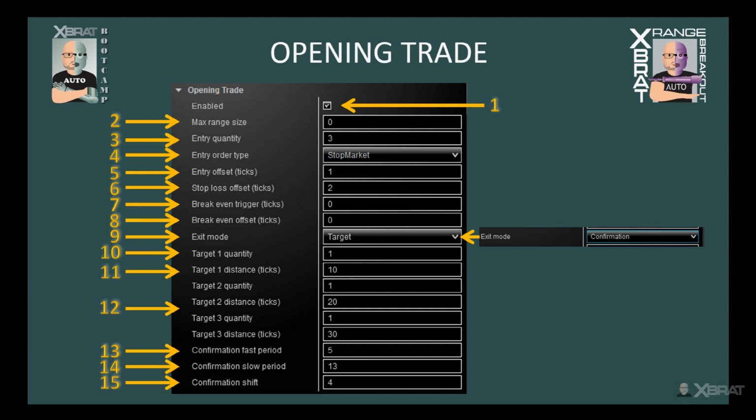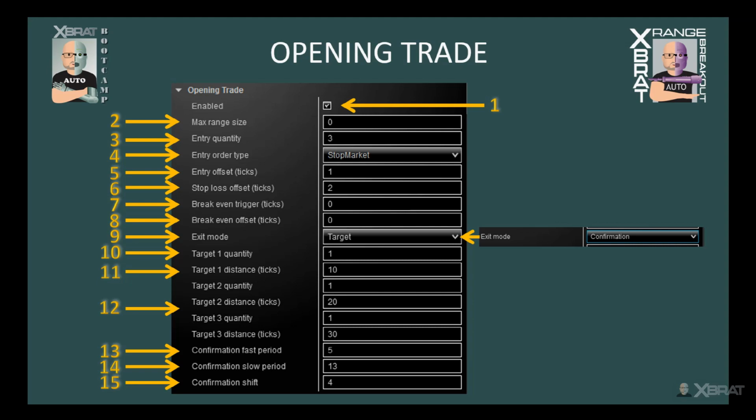It could be as big as you like, but when you're optimizing, you need to look at each specific instrument differently. For example, a NASDAQ or a Dow or something like that would probably be a max range of say 150. Whereas if you look at gold on a 5-minute, you probably need a max range of say 20 or 30. So it depends on the instrument, how volatile it is during that opening range.